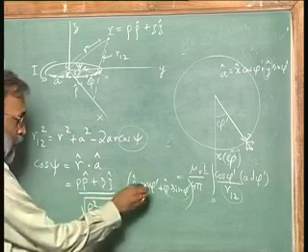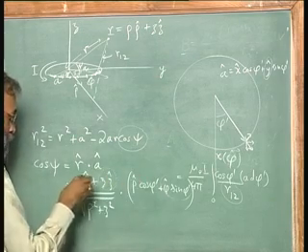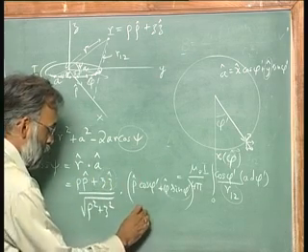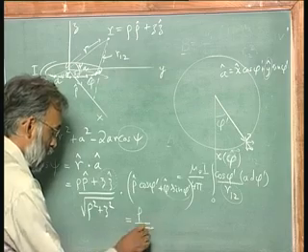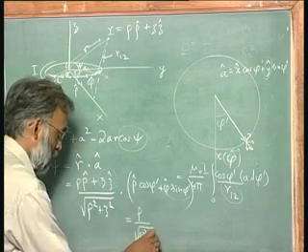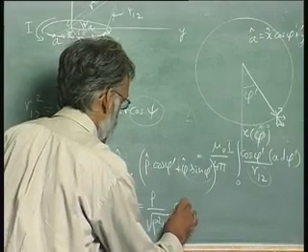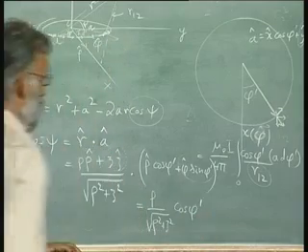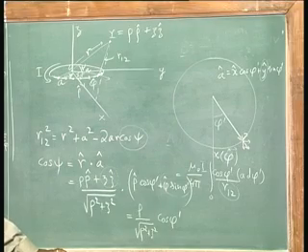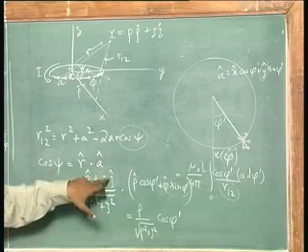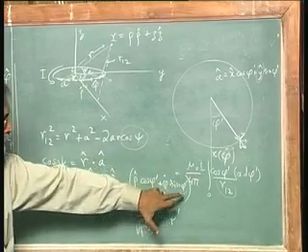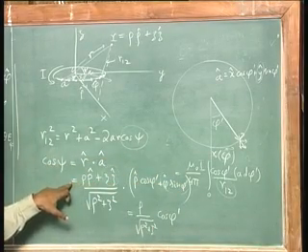So, the dot product is only between these two terms. So, I get it is equal to rho over square root of rho squared plus z squared times cos phi prime, because there is no z hat component in that vector, there is no phi hat component in this vector.